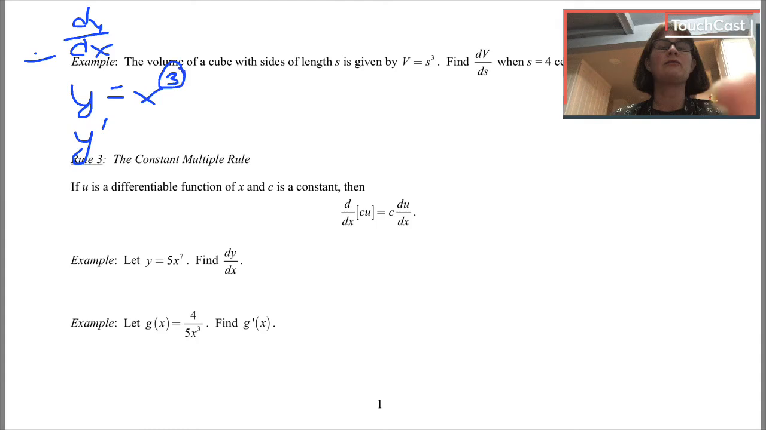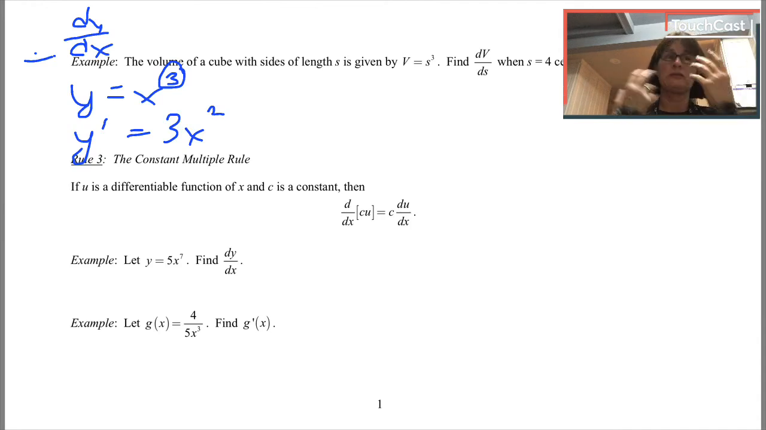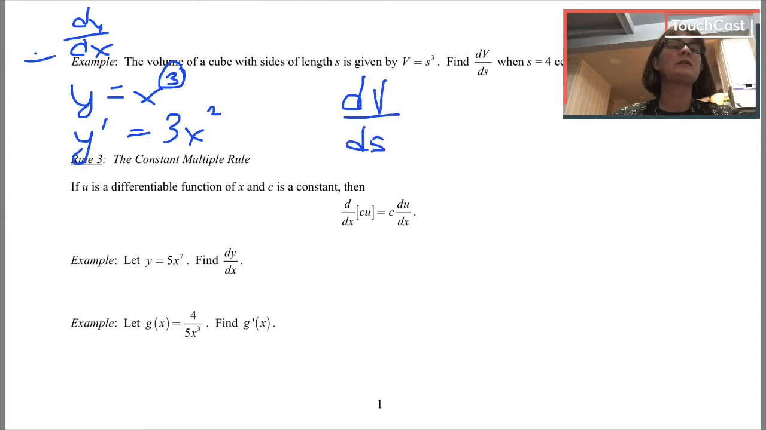You're going to take the 3 down to the front. So y prime is going to be 3x squared. Just notice here, I have the same problem. I've just used different letters, so we have to start to get used to that. If I want to find the derivative of V equals s cubed, where V is a function of s, my derivative is going to be the derivative of V with respect to s. The 3 is going to come to the front. My new exponent on s is 2. So final answer.